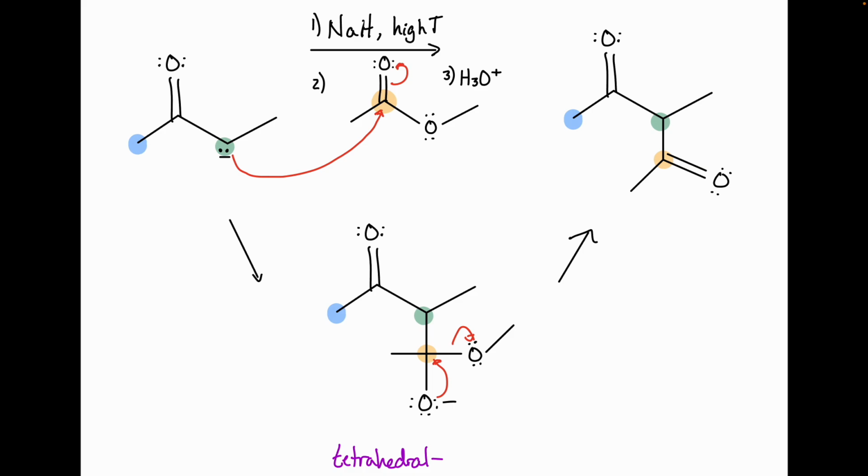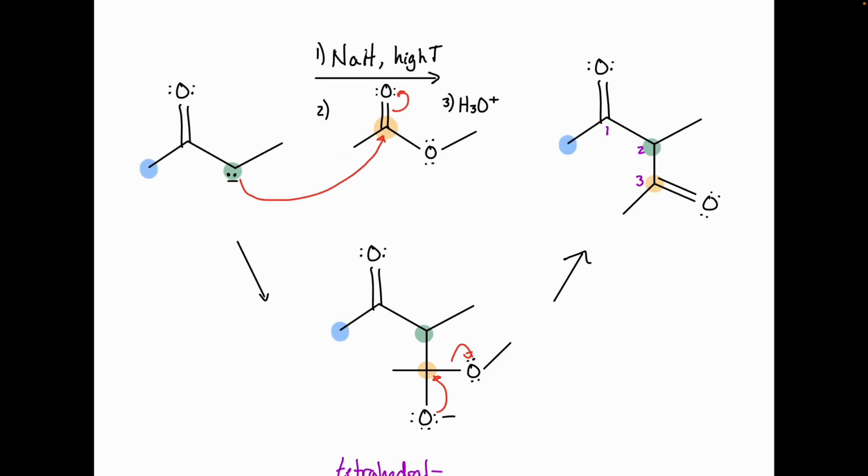Again, we can use our rule of three here. 1, 2, 3. Our new bond is indeed between carbons 2 and 3. We have to start counting at that carbonyl of our nucleophile. I guess we can just make a note: since we've got two carbonyl groups here, we're going to start counting at our nucleophile carbonyl.